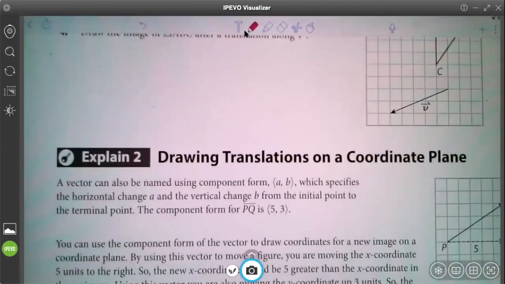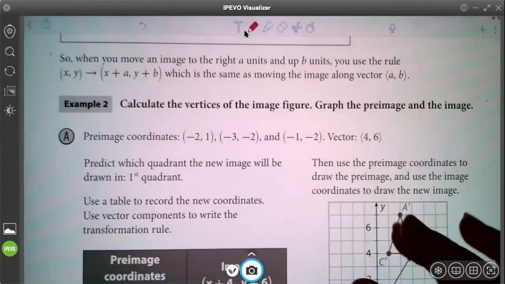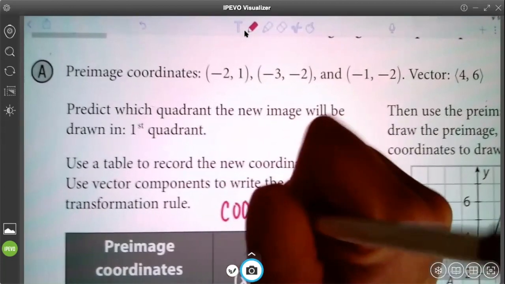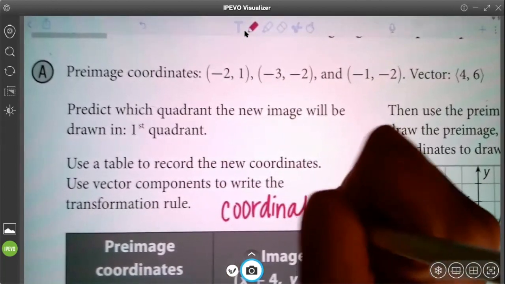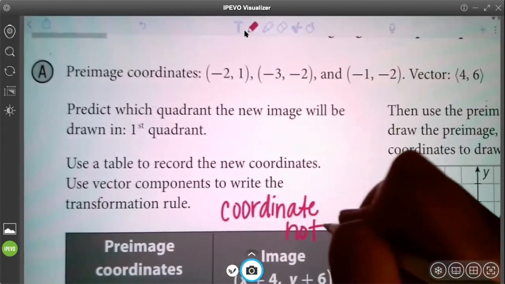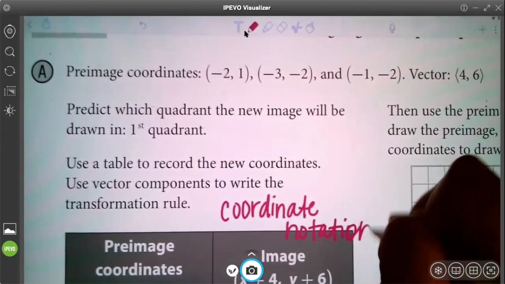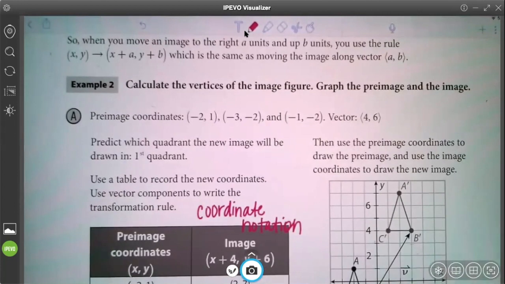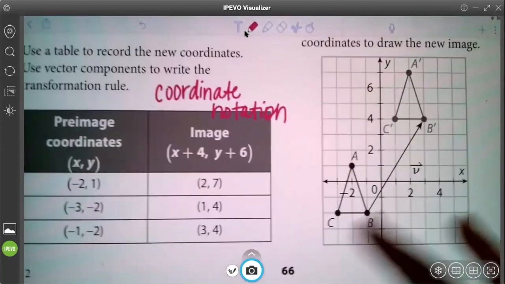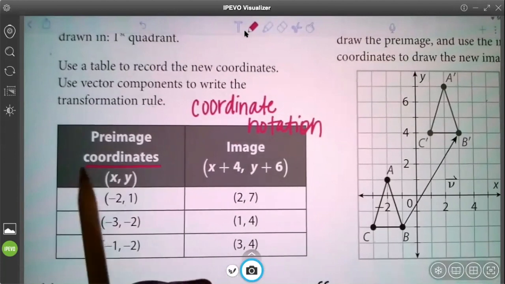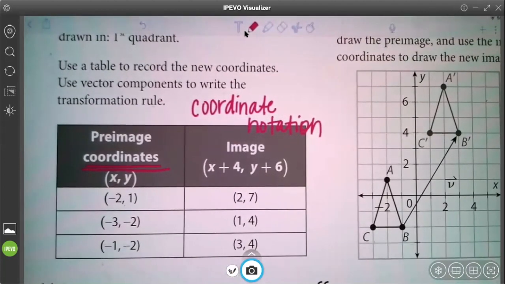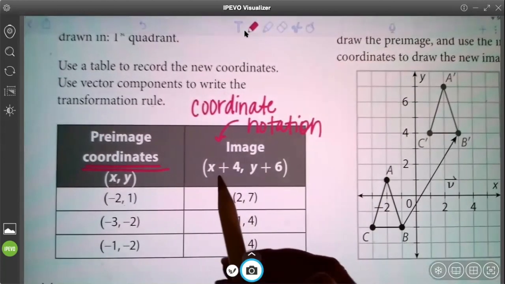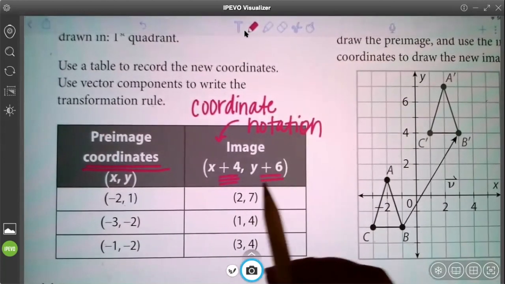Another way that we can talk about translations is by using coordinate notation. Coordinate notation starts with a set of coordinates. We're on page 66, by the way, at the very bottom. Starts with a set of coordinates, your pre-image coordinates. And then the coordinate notation tells you how much to add or subtract to those coordinates.